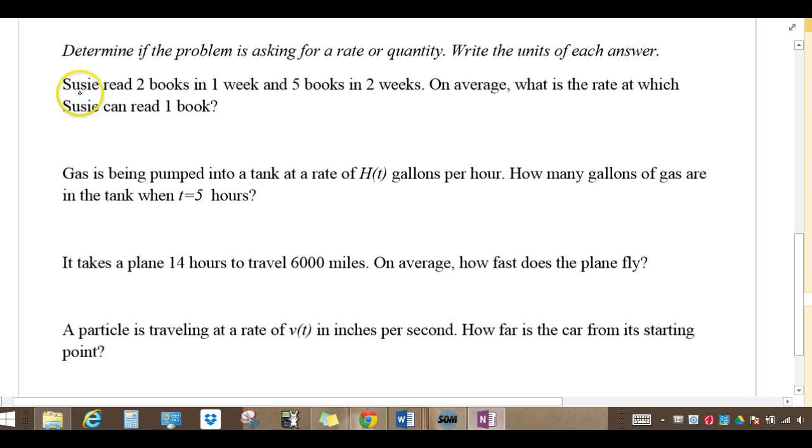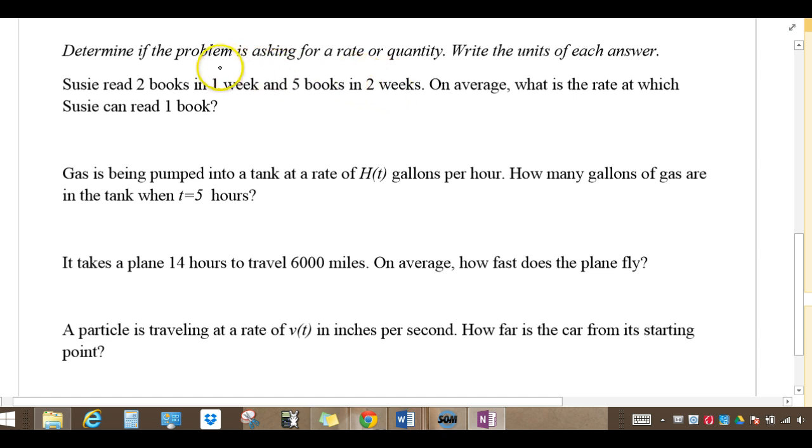So looking at the first example, Susie read 2 books in 1 week and 5 books in 2 weeks. So let's stop there. Here in this first sentence, I have been given 2 rates. I have been given the rate 2 books in 1 week. There's that key word "in," and there are the 2 different quantities with different units. If I wrote this as a fraction, it would be 2 books over 1 week. And I'm given another rate, 5 books in 2 weeks. So the numerator here would be 5 books and the denominator would be 2 weeks. So that's what I've been given.